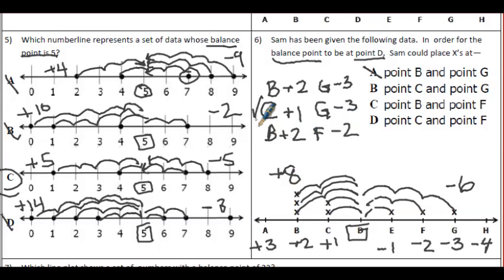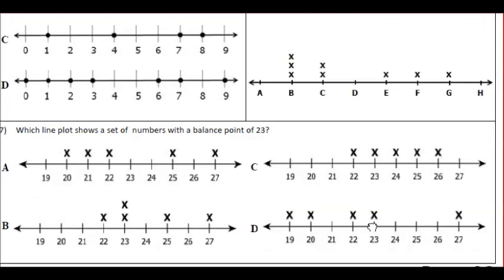For point B and point F, I would need to add 2 and then subtract 2. But 8 and 2 make 10, and 6 and 2 make 8, so that doesn't balance out. I'm adding more than I'm subtracting. So for C, I have 8 and 1 is 9, 6 and 2 is 8, so adding 9 and subtracting 8 doesn't make sense. And B, answer choice B, is the correct answer.